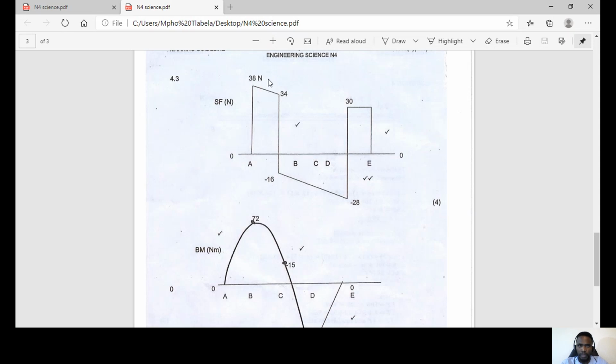Therefore, this one is going up and that other distribution is going down. Then we're going to subtract 38 minus that distribution load of 4, opposite direction. Then we're going to get to 34. That's how we got that 34. Right, and while we are here at 34, right now, we must go down.